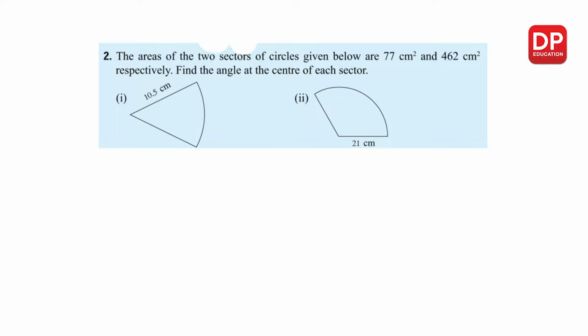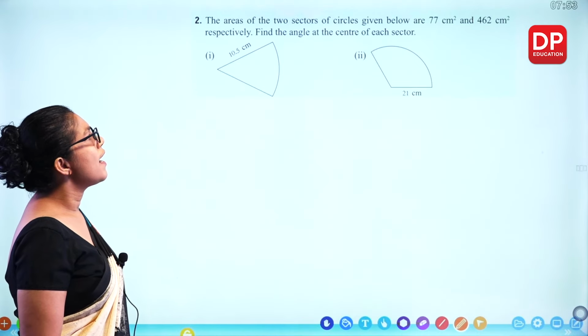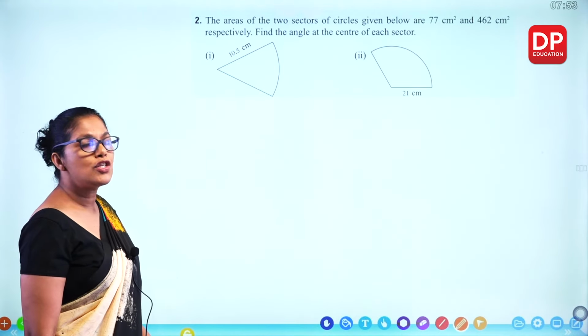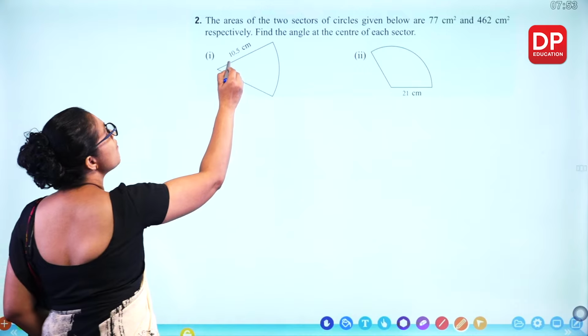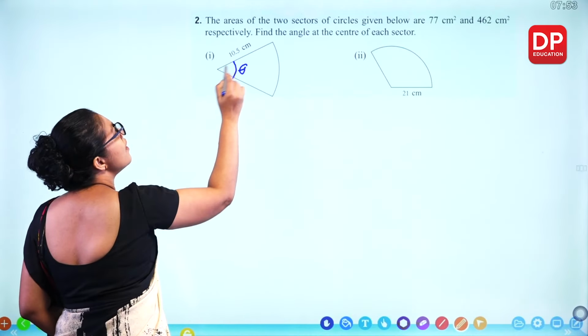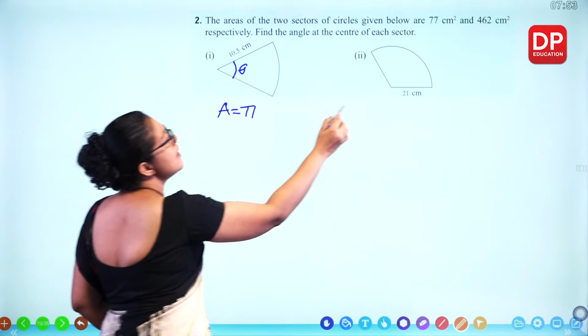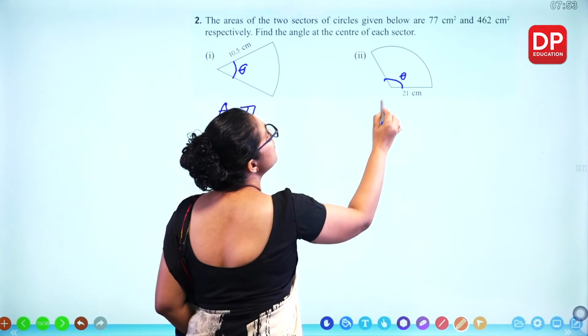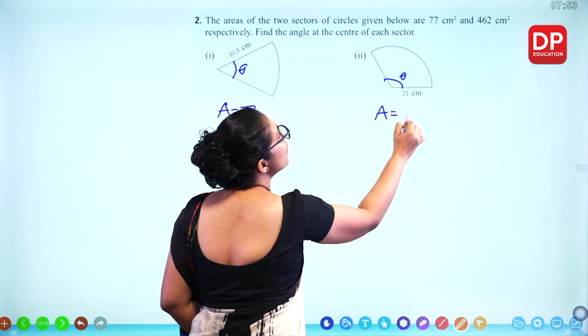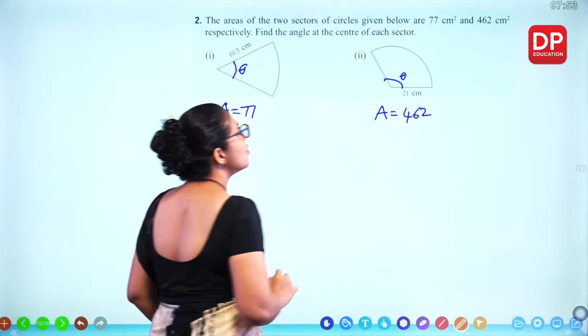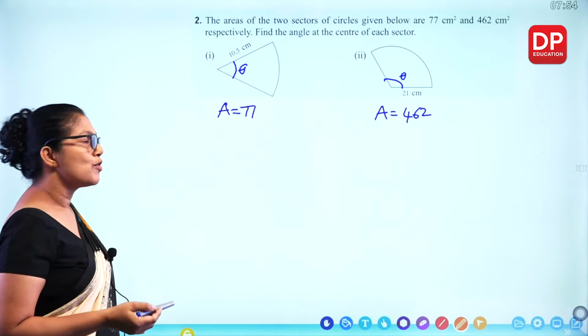It says the areas of the two sectors of circles given below are 77 and 462 respectively. Find the angle at the center of each sector. So here they want the angle now. And the area is given, first one 77 and the second one 462. So we'll try to use the formula.